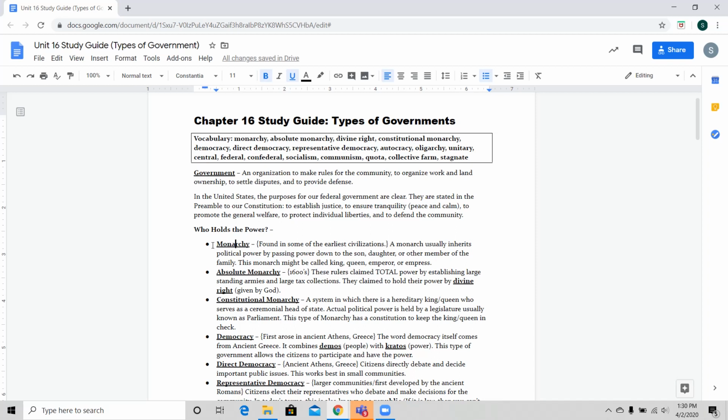Absolute monarchy is a country where, when you see that word absolute, that is not a good thing when it comes to governments. An absolute monarchy is where you've got a king in power, like Saudi Arabia, and he gets to make all of the decisions, every one of them. The people have no say in it.